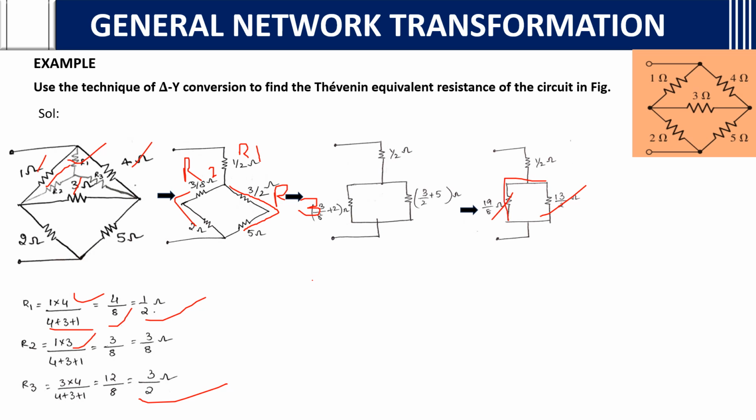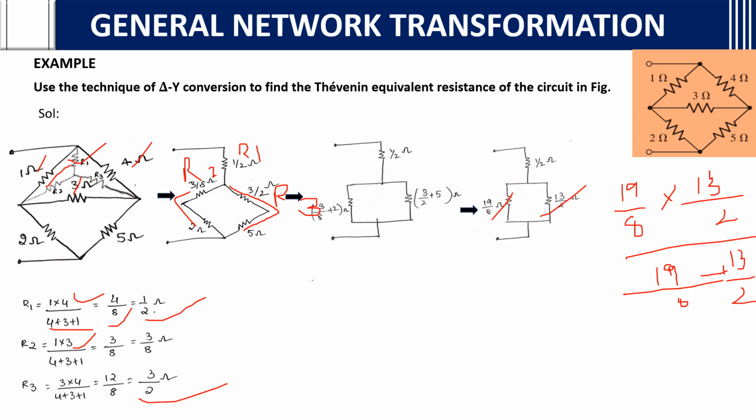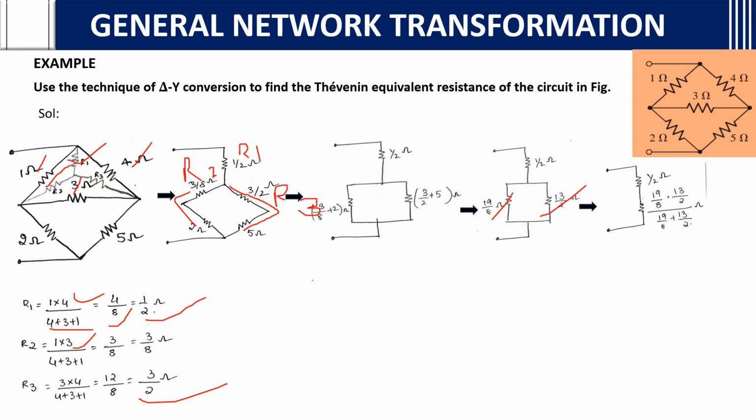If you see, these two are connected in parallel. So what to do? We will take the product of these two. In parallel, with only two resistances, you can directly do it this way: 19 by 8 into 13 by 2 divided by 19 by 8 plus 13 by 2. If you calculate this, you get 247 by 142.